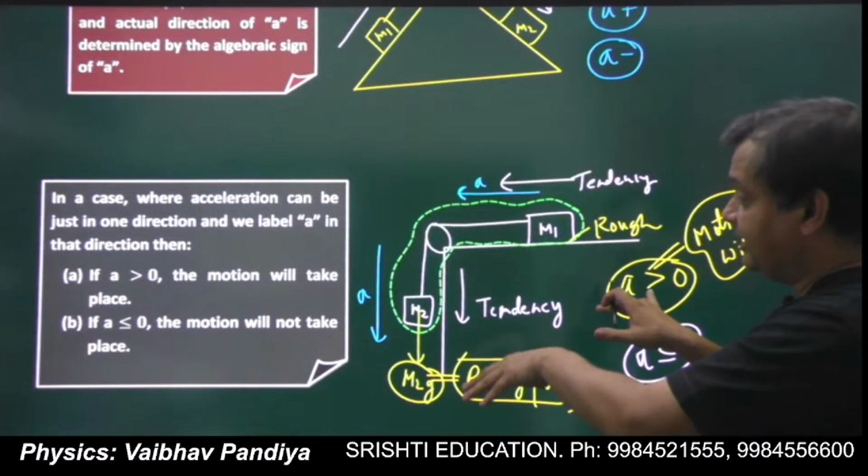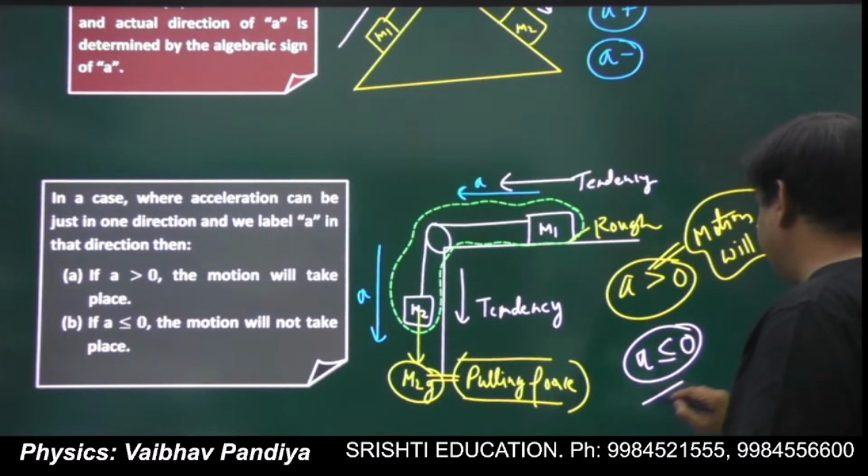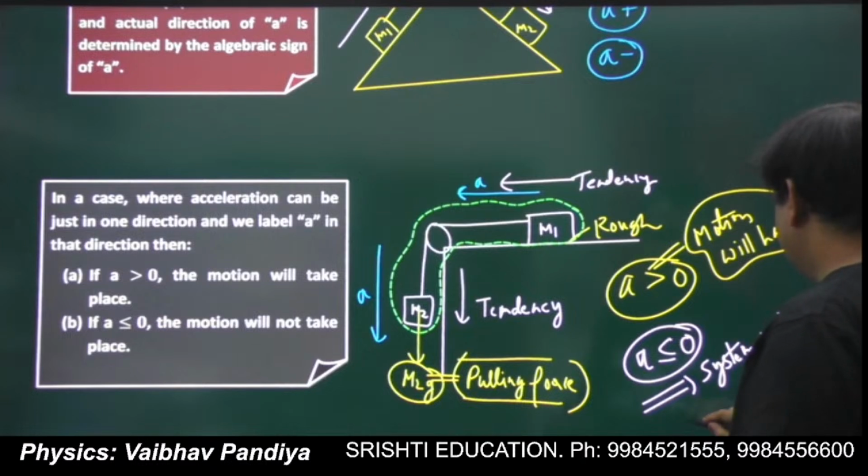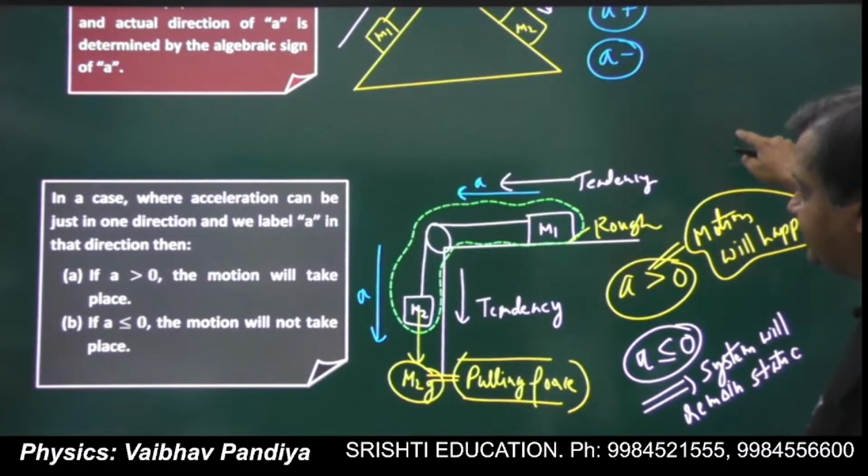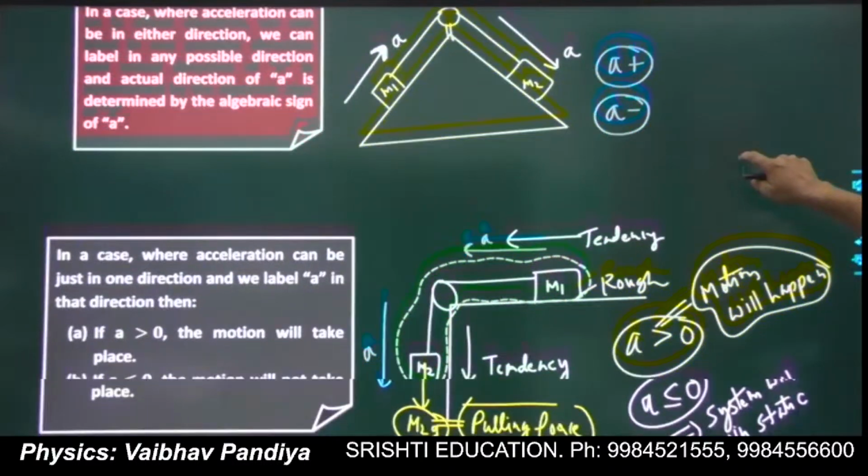In this case, if A comes to be negative, it means the system will remain static. No motion will happen. Okay. So this is the fundamental which we have covered in Newton's law.